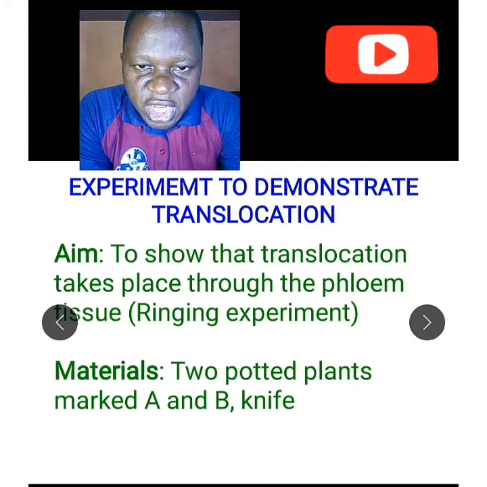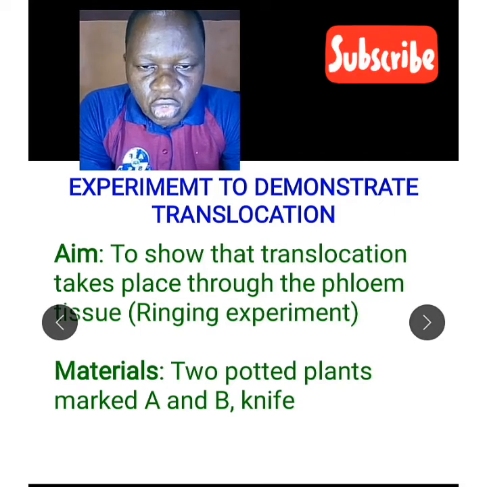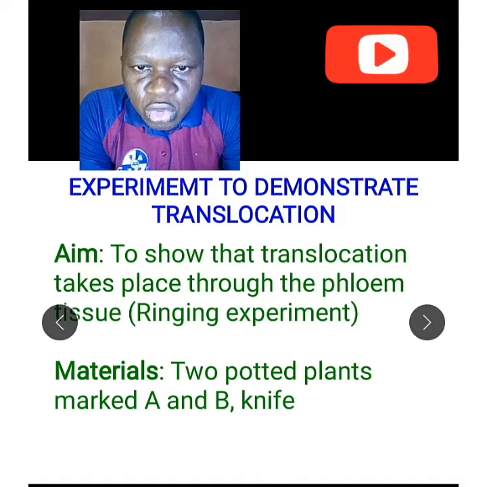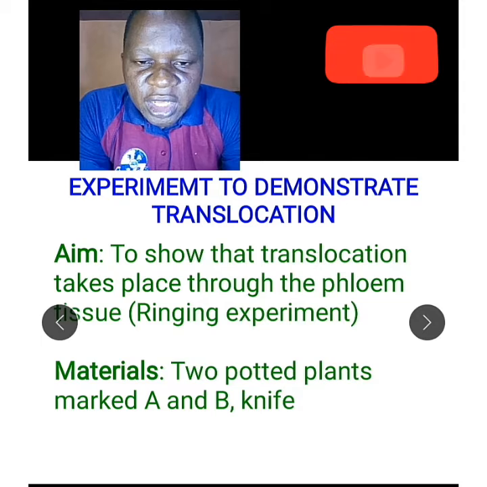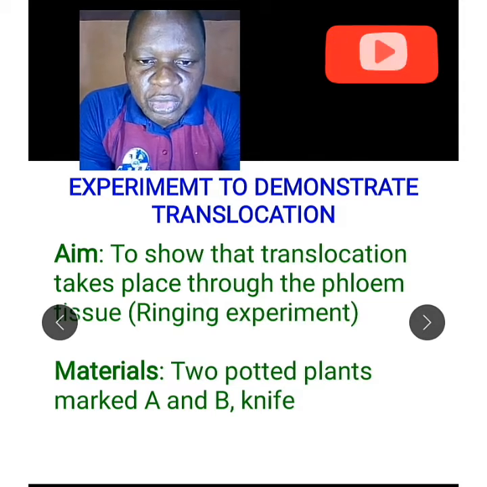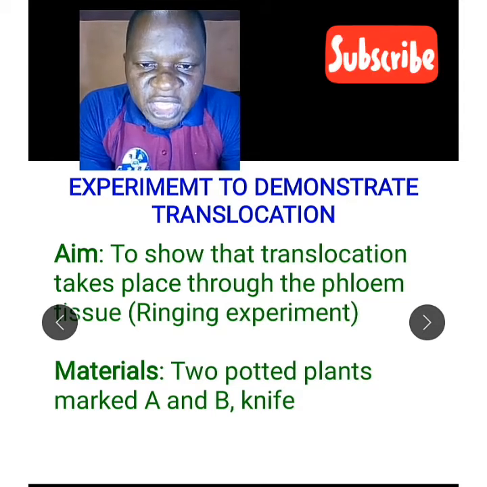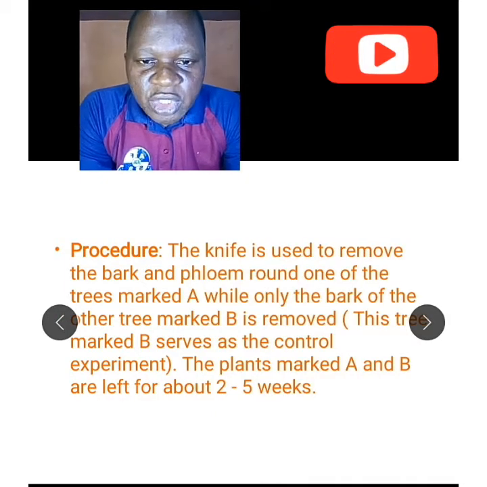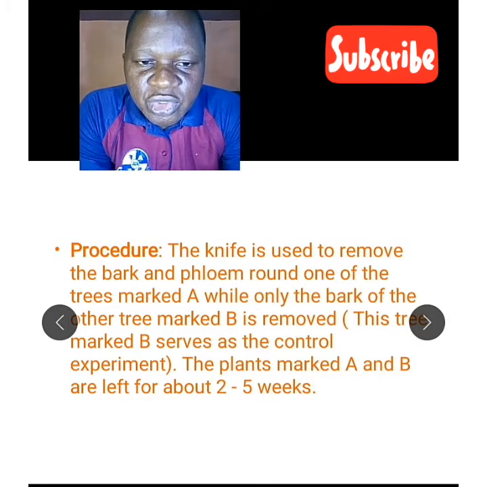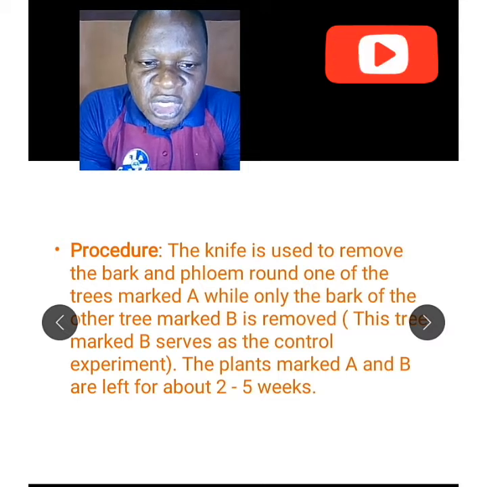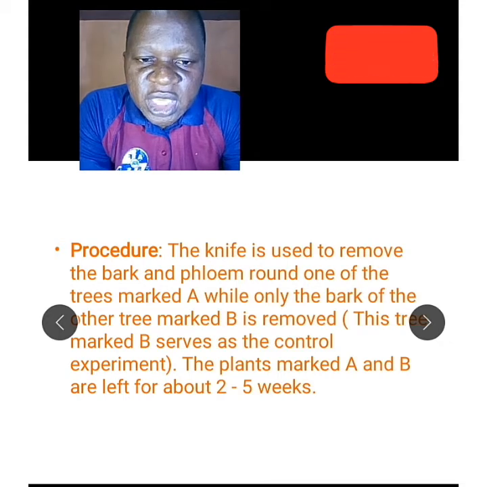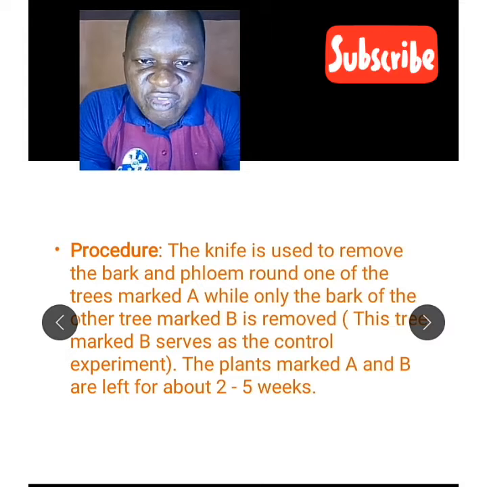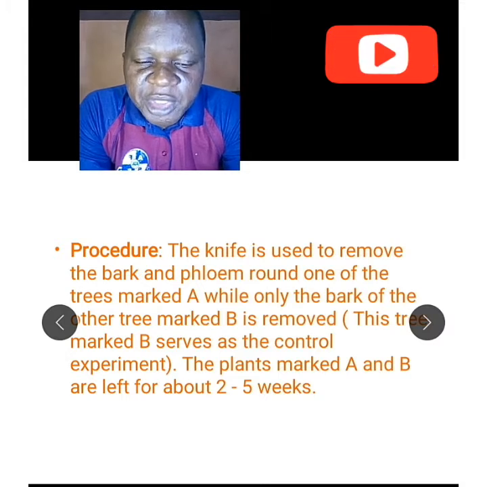And then we also need a knife. The purpose of the knife is to cut open the bark and the phloem parts of the plant so that only the xylem will be left intact. For the procedure, we take the knife and use it to remove the bark and phloem around one of the plants that is marked A. In this case, the one marked A will have both the bark and the phloem removed, because the phloem is the one that should carry the food.